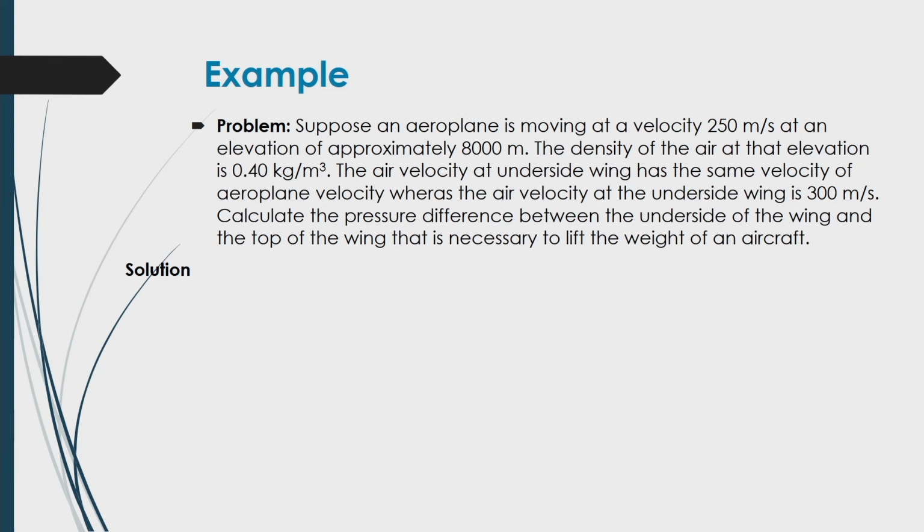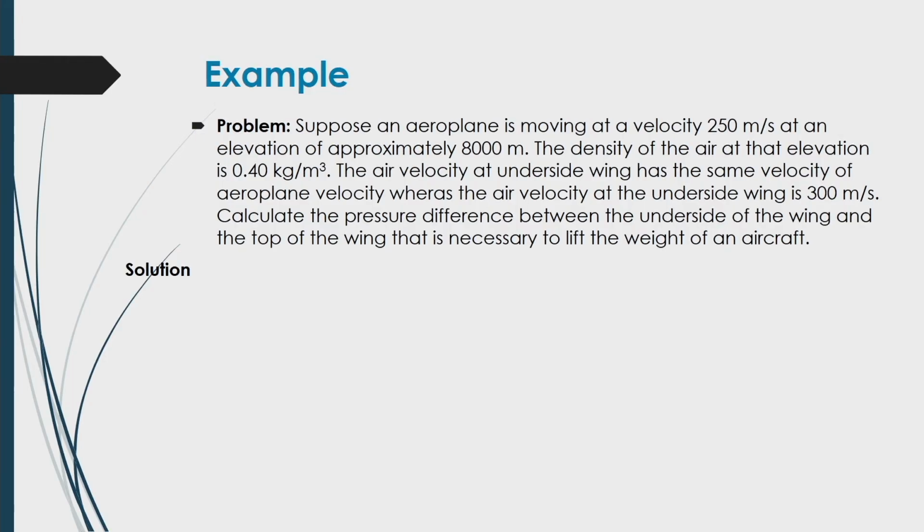In this case, calculate the pressure difference between the underside of the wing and the top side of the wing that is necessary to lift the weight of the aeroplane to a height. So here basically the aeroplane is moving at a velocity of 200 meter per second at an elevation of 8,000 meter. The density of course will be changing along with that height.